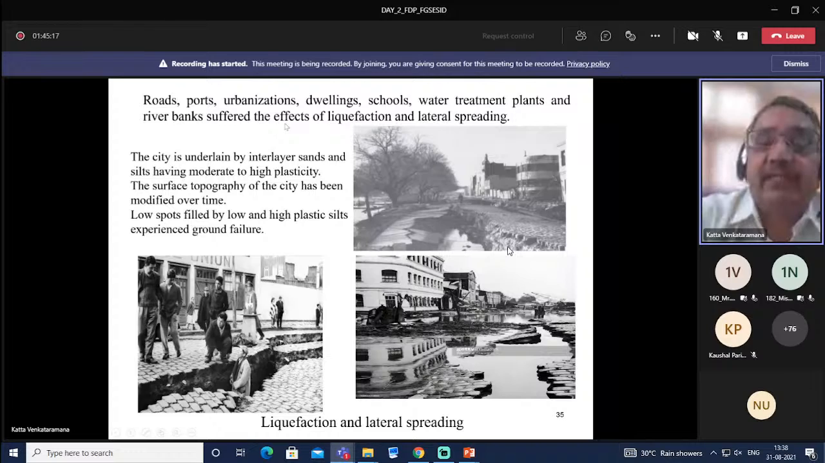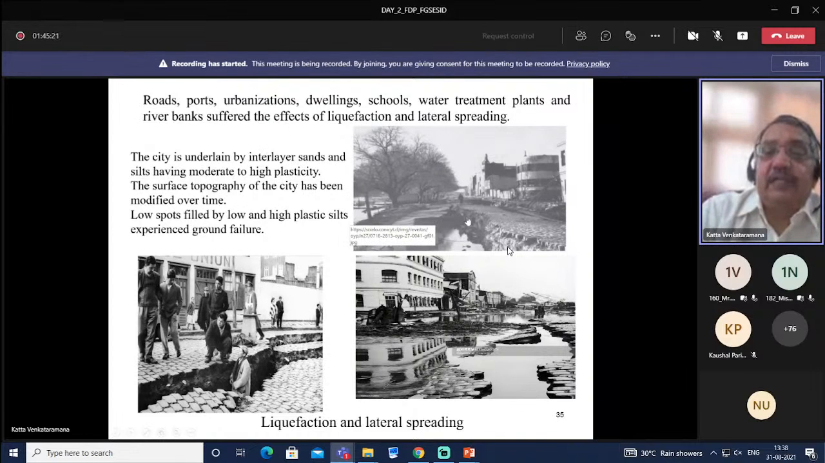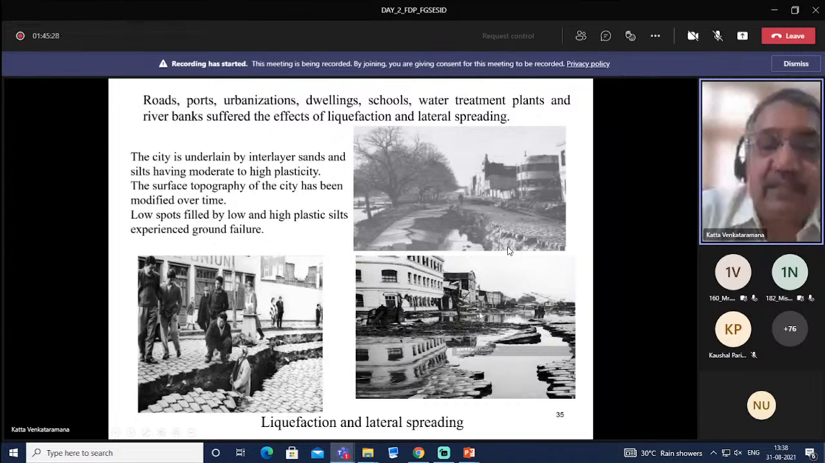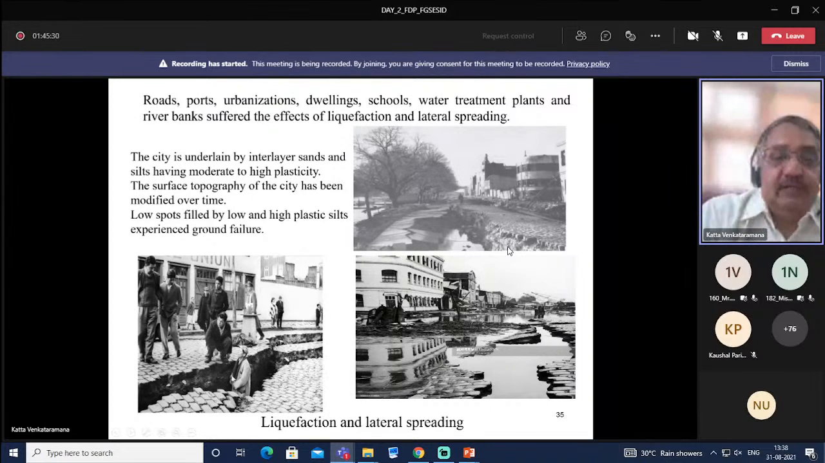In this earthquake, roads, ports, urbanization, dwellings, schools, water treatment plants, and river banks suffered the effect of liquefaction and lateral spreading. You can see cracks develop and lateral spreading. A lot of damage occurred to buildings near the coastal area. Here you can see the depth of lateral spreading.